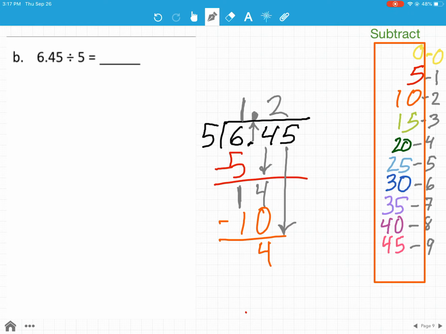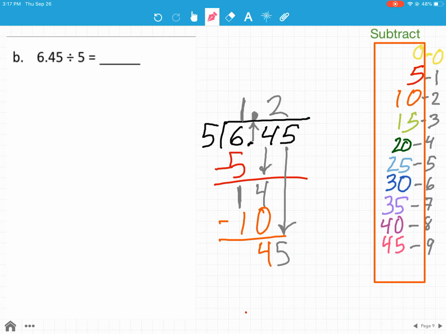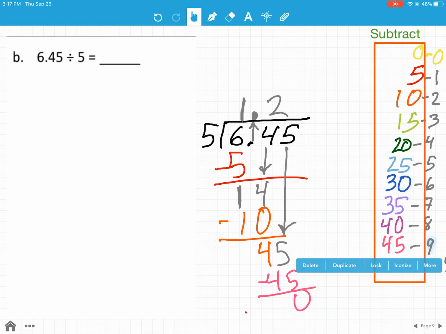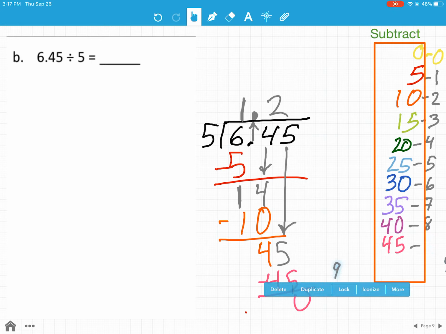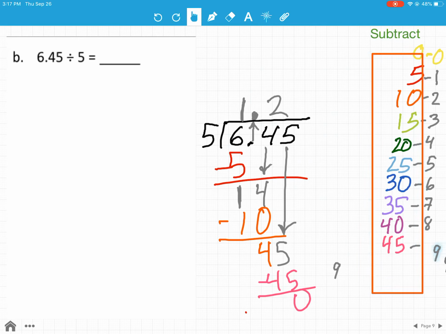So now I bring down my 5, and now I have 45 hundredths. And the closest to 45 hundredths is actually 45. So I am going to subtract the 45, which will give me 0. And I will be putting the 9. No, it's not letting me do the 9. I'll duplicate the 9 over here. Best laid plans, right? Alright, there we go. So that 9 goes right there. Alright, so that's an example. Our answer is 1 and 29 hundredths.